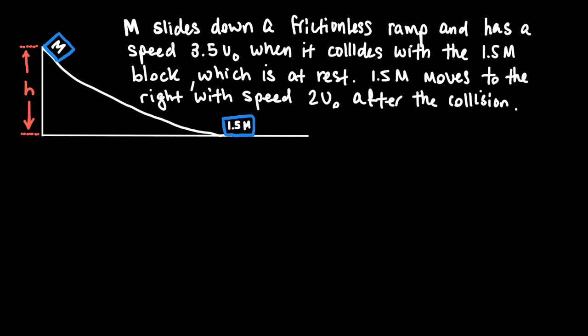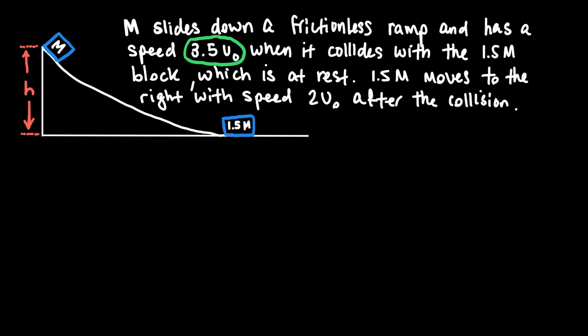Because there's a collision taking place here, I would really like to define what I mean when I say before the collision and after the collision. The mass m starts at the top of the ramp, but the collision doesn't take place until after the box comes all the way down to the bottom of the ramp. So when I talk about before the collision, I'm talking about this moment when the block is at the bottom of the ramp and has a speed of 3.5 v0, but hasn't collided quite yet with the 1.5 m block.